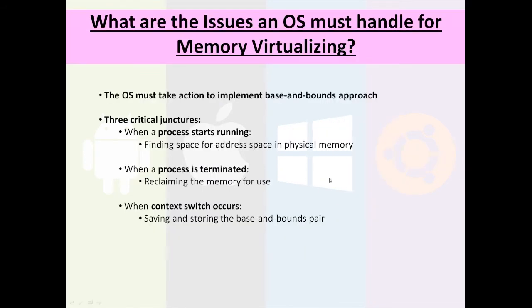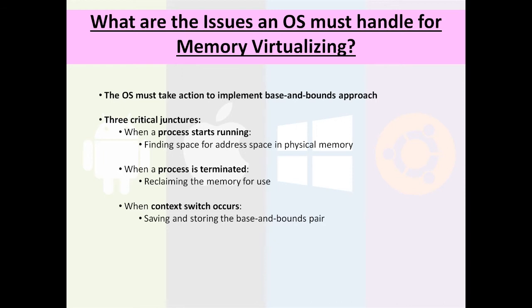Cool. So we know how to translate between virtual and physical. Now, what are some of the issues that an operating system must handle in order for this virtualization to be performed? So we discussed this first one. The OS must take actions to implement a base and bounds approach. When they load a process for the first time into memory, they need to store its base and bounds. And then when that process is being executed, those base and bounds variables need to be loaded into the CPU.